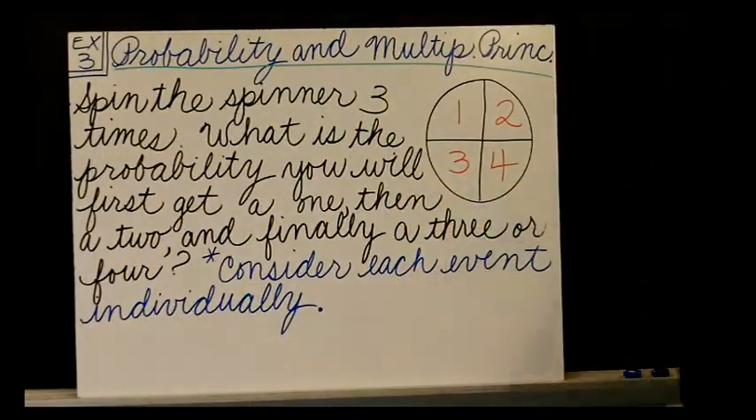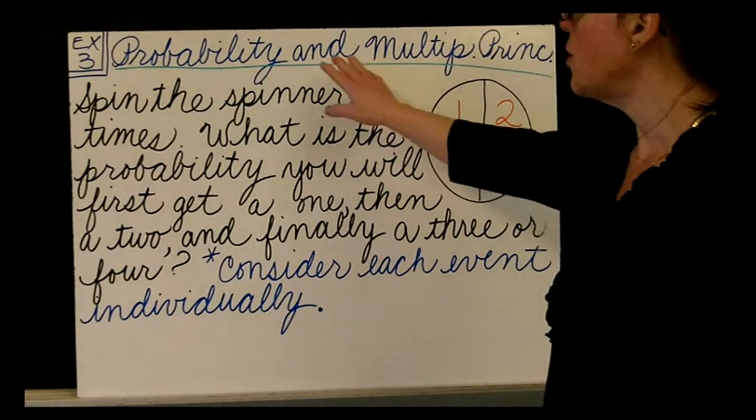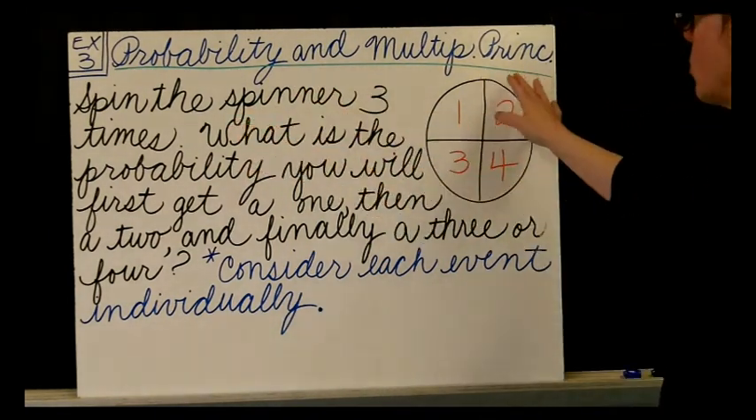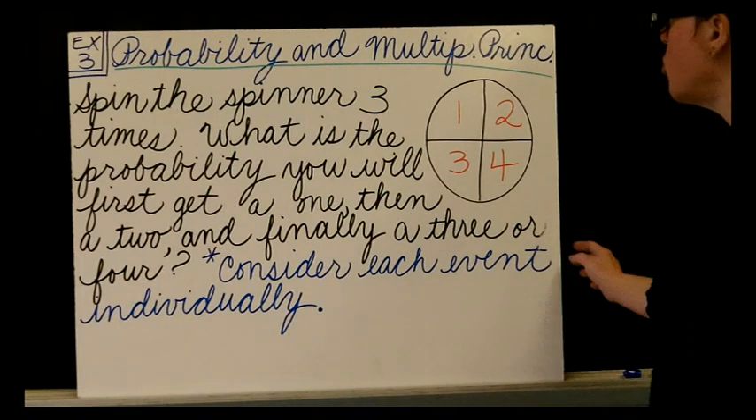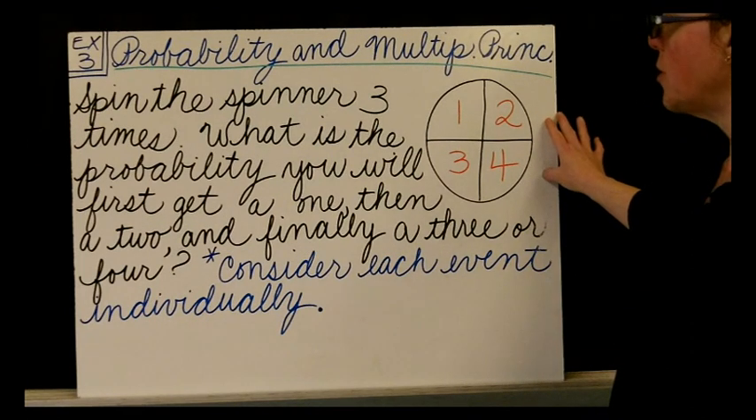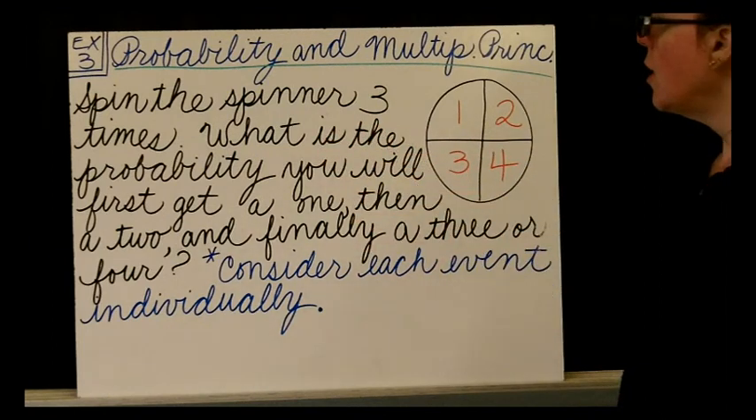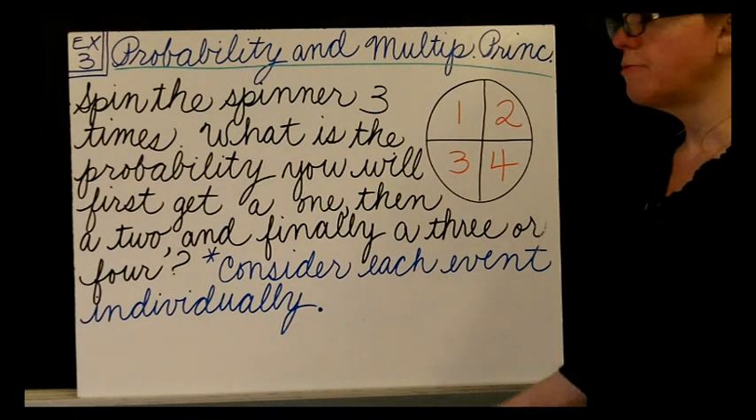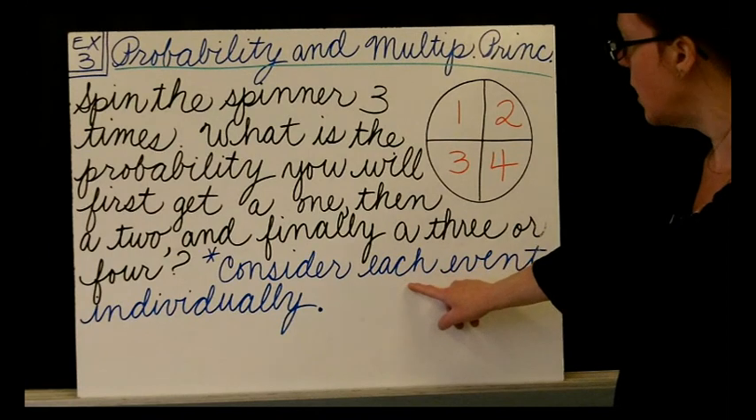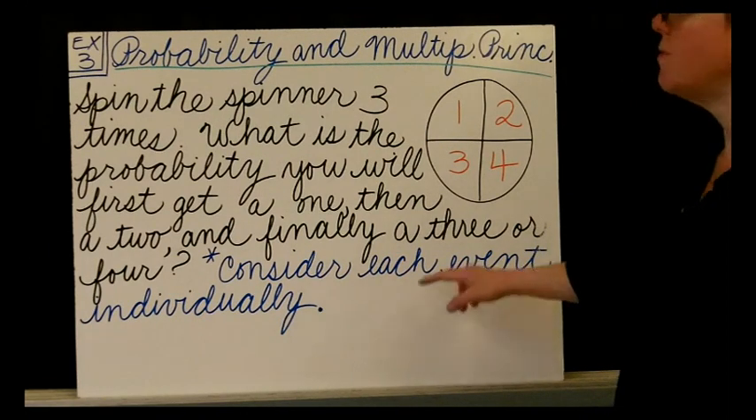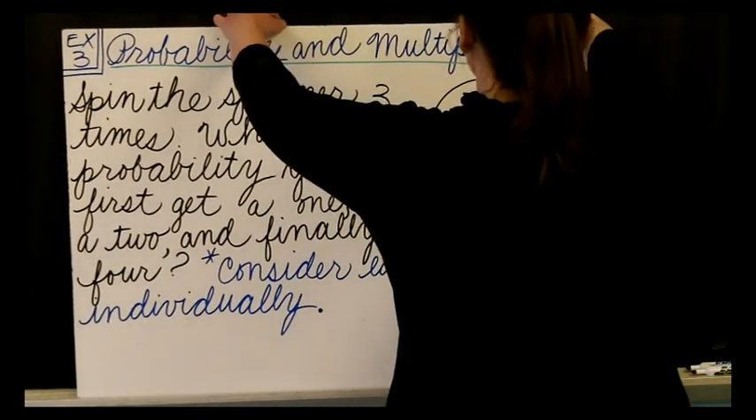We have one last example. And this example combines what you already know about probability with what you just learned about the multiplication principle. Here we have a spinner. Here's our situation. You're going to spin the spinner 3 times. What is the probability that you will first get a 1, then a 2, and then finally a 3 or a 4? And what we have to do, here's a note, you need to write this down: consider each event individually. Well, what does that mean?